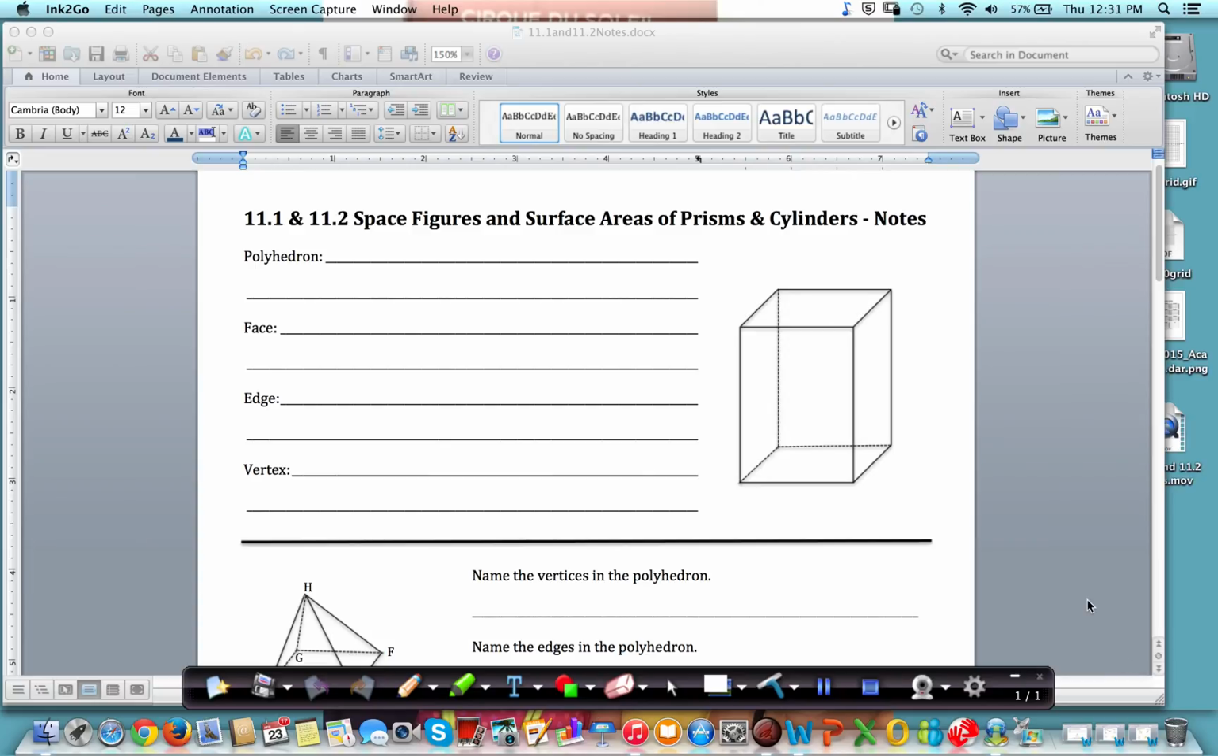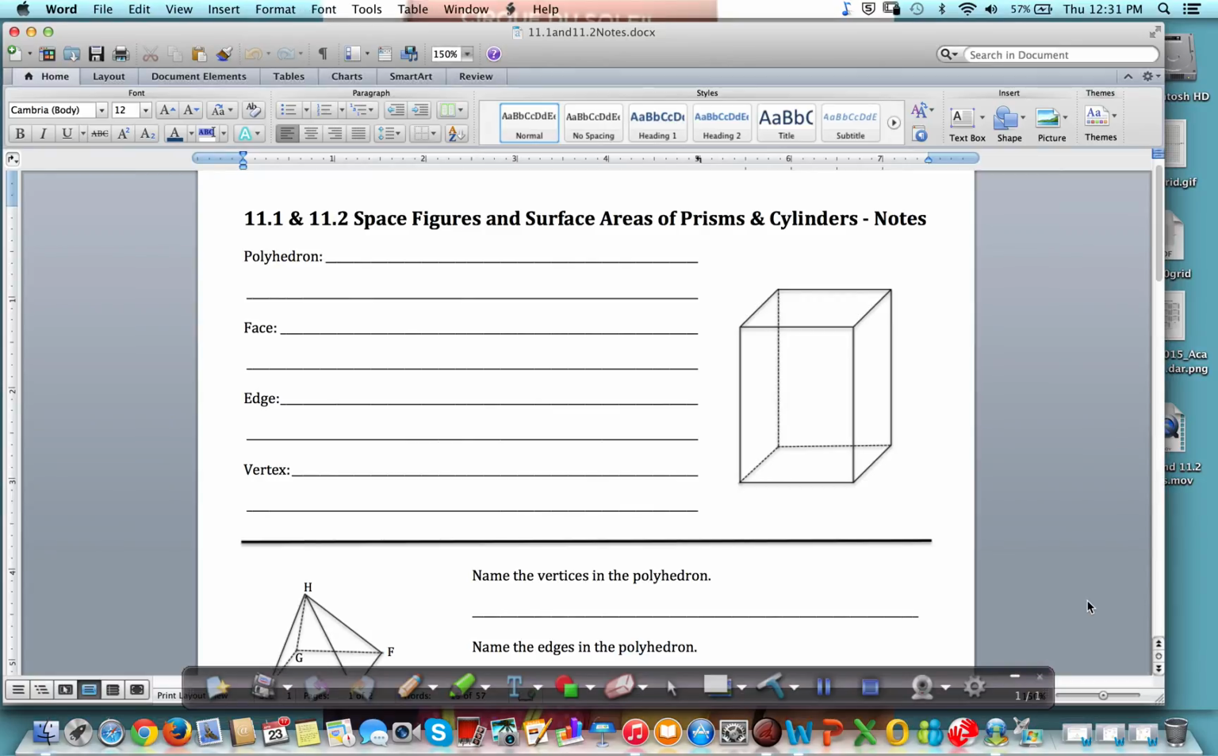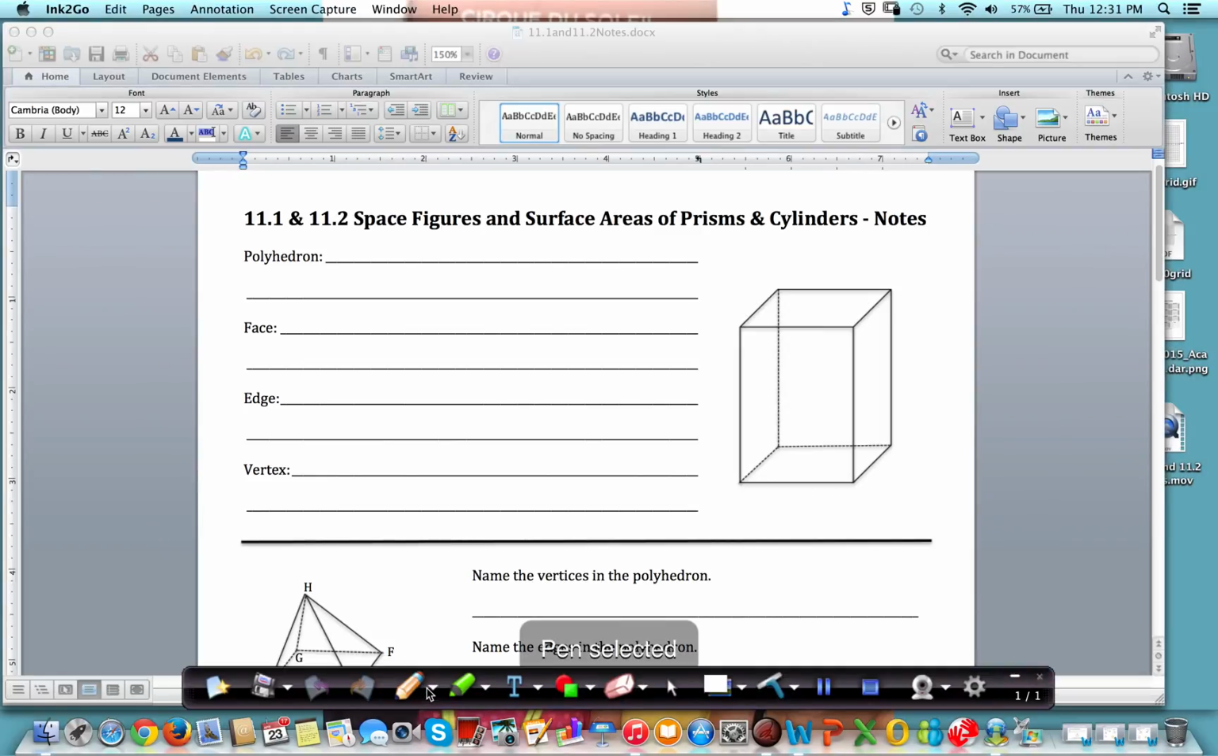So we're going to do notes for 11.1 and 11.2. This is surface area of prisms and cylinders. So the first thing we're going to do is get our pen all ready to go.